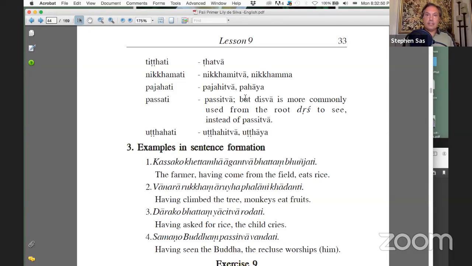So if somebody said something to me and I say, I see what you mean, well, I'm not really looking at something. I see, I grasp it, I understand it. Same thing in Pali. In the case of the absolutive of this root, or perhaps we can say of the verb passati, we might have the absolutive passitva, but much more common is disva. That's because it goes to the root drish, and we form it as disva.